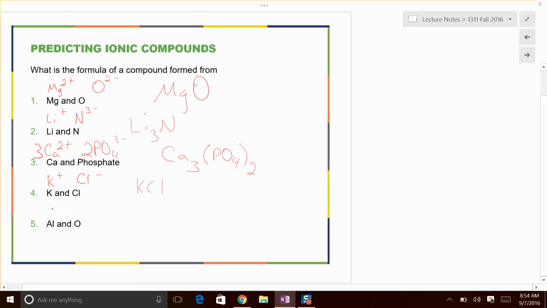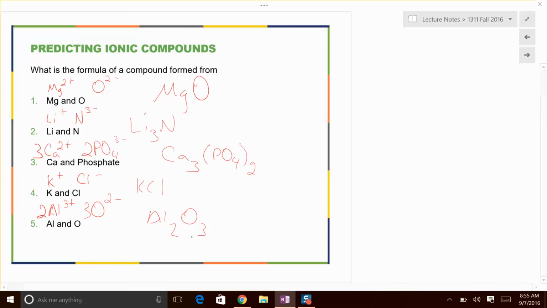Al. That's right. It's the only one in that P block that we can actually predict. Oxygen, 2 minus. Exactly. What's the combination? Think about back here, kind of a similar situation as this one. How many Als do I need? 2. How many O's? 3. They balance to 6, right? So Al2O3 is my formula.